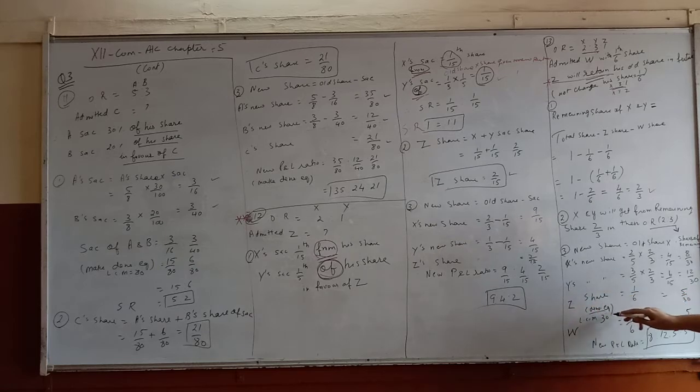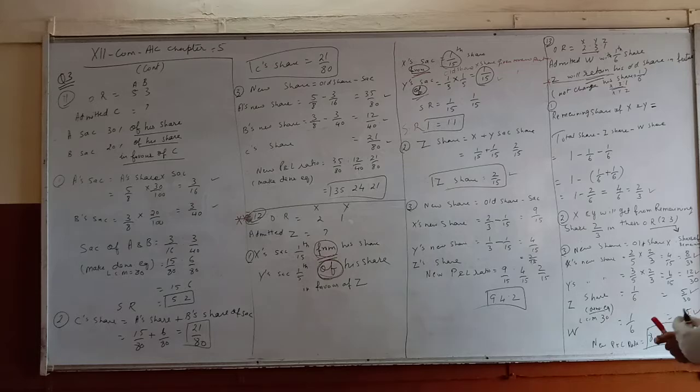Z's share is the same. To make the denominator equal, LCM is 30, and 1 upon 6, the same share is going to continue. So 1 upon 6, making the denominator equal, you will get 5 upon 30. And W also gets 1/6 share, so with the denominator equal, 5 upon 30. Therefore, the new P&L ratio is 8 upon 30, 12 upon 30, 5 upon 30 and 5 upon 30. So making the denominator equal, you will get 8 is to 12 is to 5 is to 5.